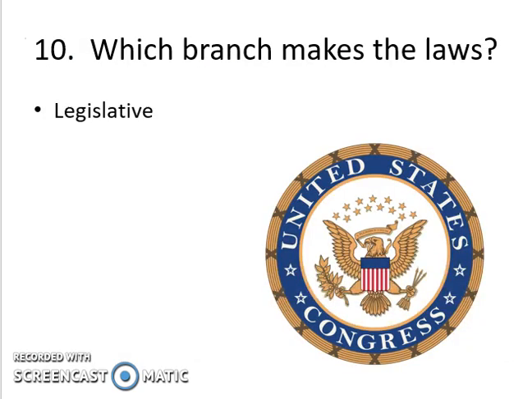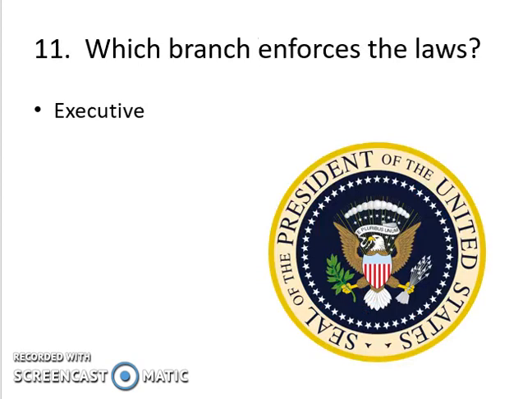The next question, question 10, is which branch makes the law? It's Congress. It's the legislative branch. So legislative branch is the title of the branch. And when you look at what actually the legislative branch is, it's Congress. And Congress is made up of the House and the Senate. So when you use the word Congress, you are saying House and Senate together. Okay. The 11th question, or question 11, is which branch enforces the law? That's the executive. And so that would be the president, the vice president, and their cabinet. Okay.